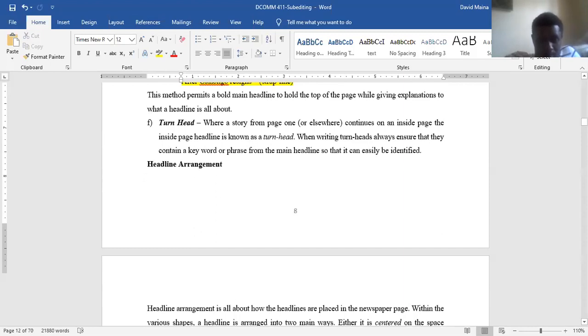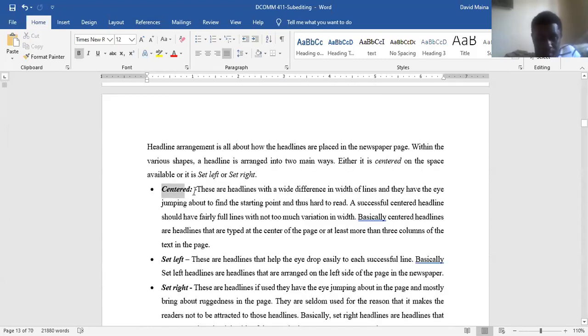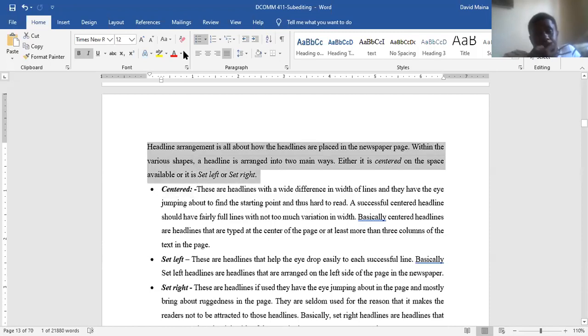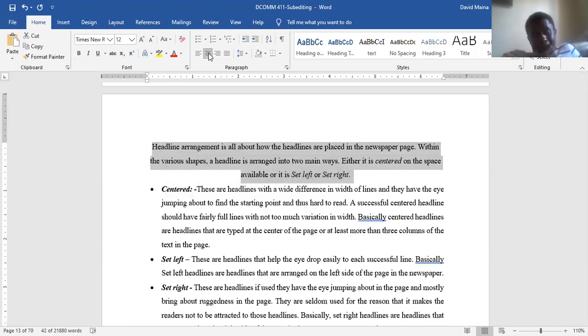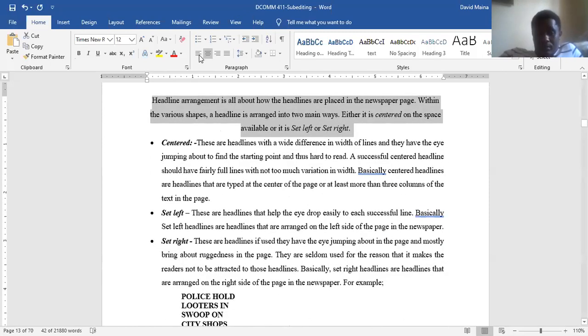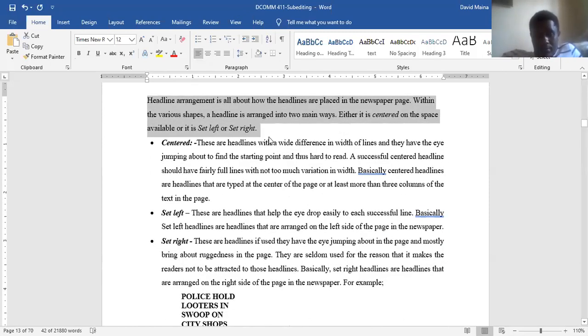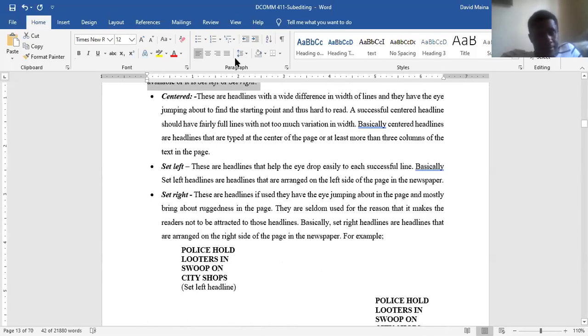Then we have what we call the headline arrangement. In the headline arrangement, we can center our headline, put it in the center. Like for example, let me show you what we mean by center, this particular area. We can center our headline like that. Suppose that is our headline. We can center it. Or we can set it left. Left ni upande hii. Now our headline can go like that. Left alignment. Or we can set it right. Yes. We can set it right.